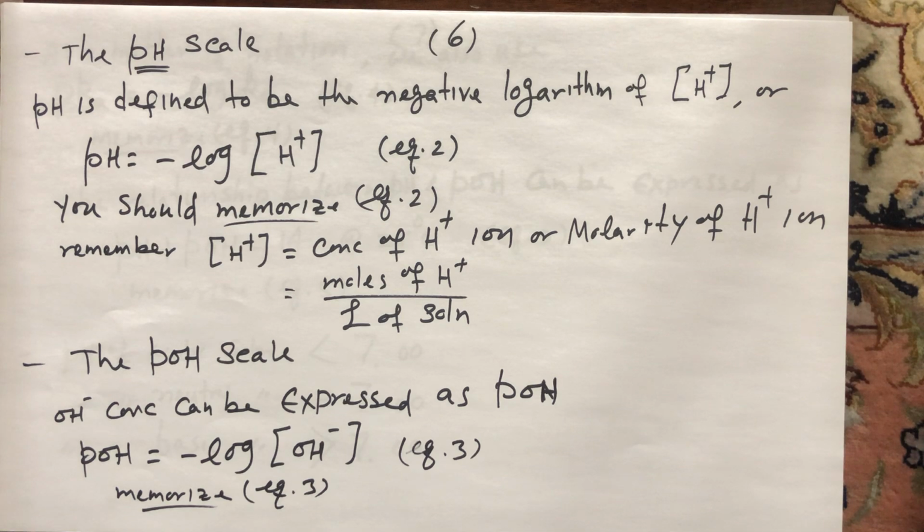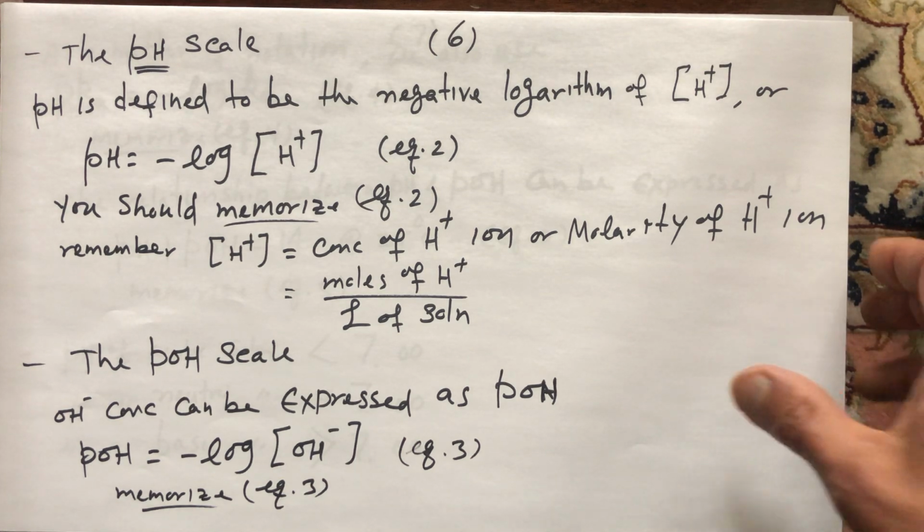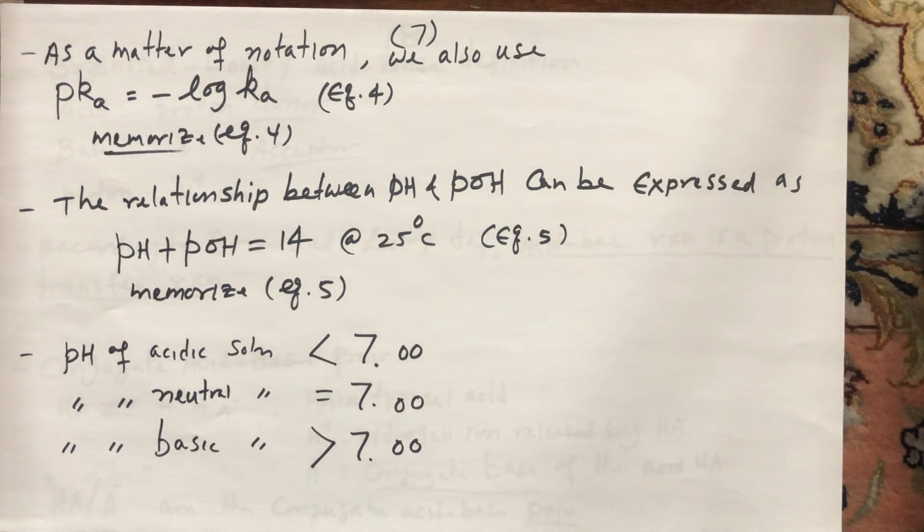Okay. Now the pOH scale is used to refer to the concentration of OH minus in the solution, basically for most base reactions. So the OH minus concentration can be expressed as pOH. pOH is the negative log of OH minus, or negative logarithm of OH minus. Again, there's an inverse relationship between OH minus concentration and pOH. And I also want you to memorize this equation.